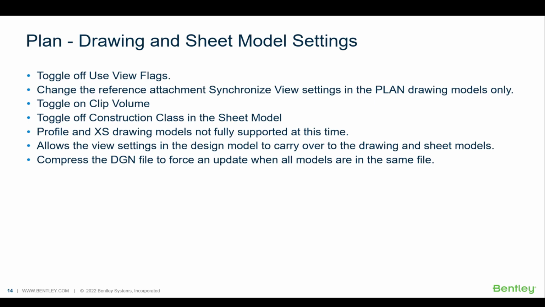We need to toggle off construction class in the sheet model. And these are for profile and cross-section drawings, not supported just yet. Those are just for plan. Also, this allows for the view settings in the design model to carry over to the drawing and sheet models. And lastly, we want to compress a DGN file to force an update when all of our models are in the same file.